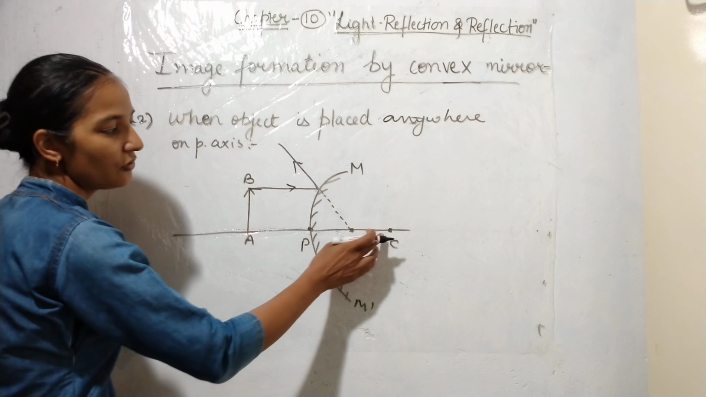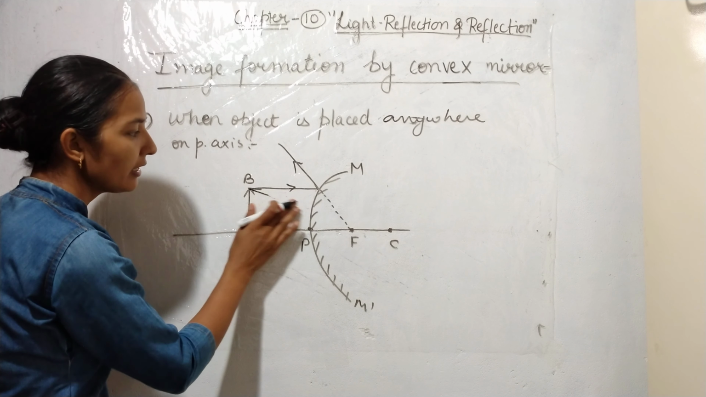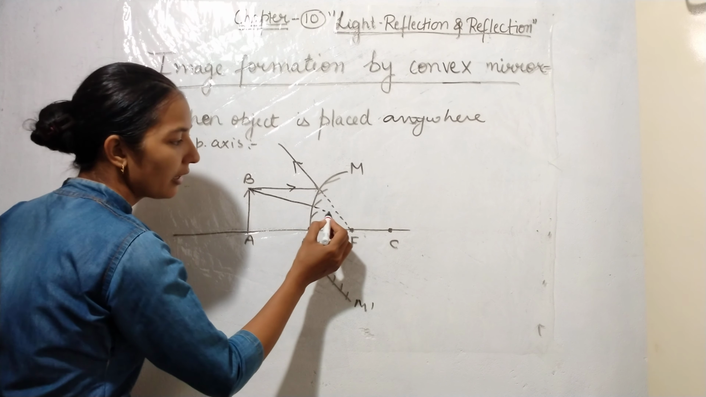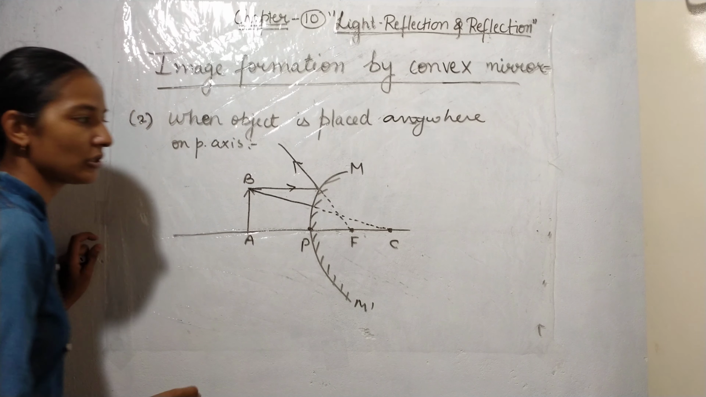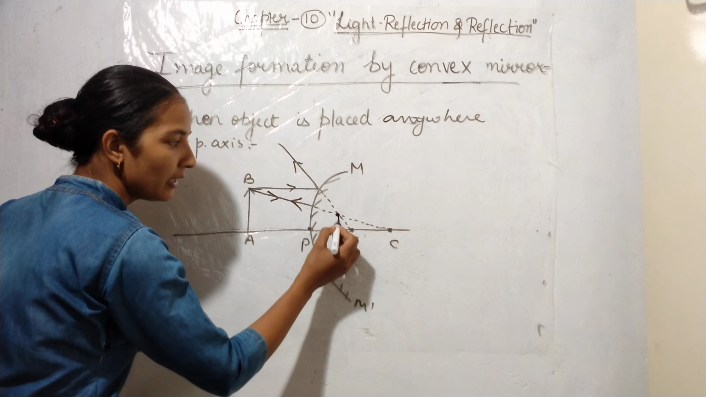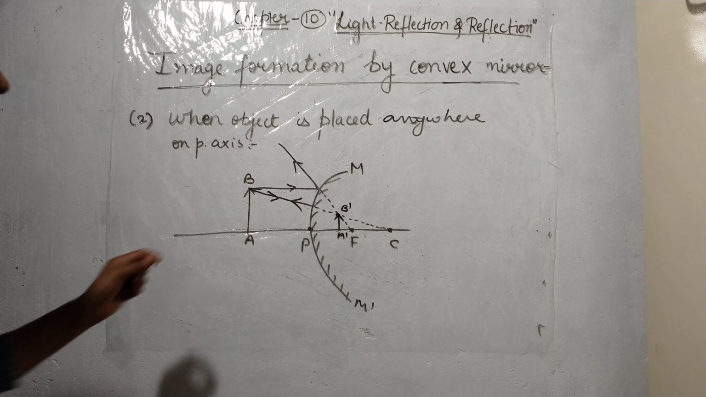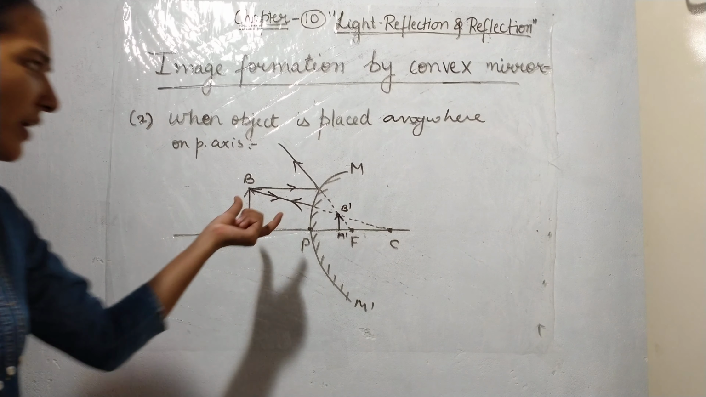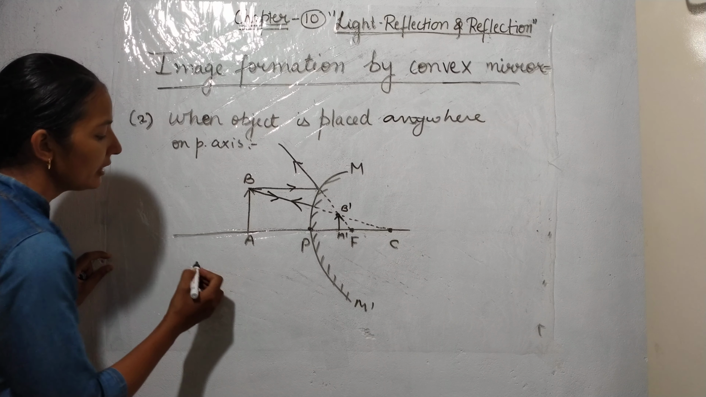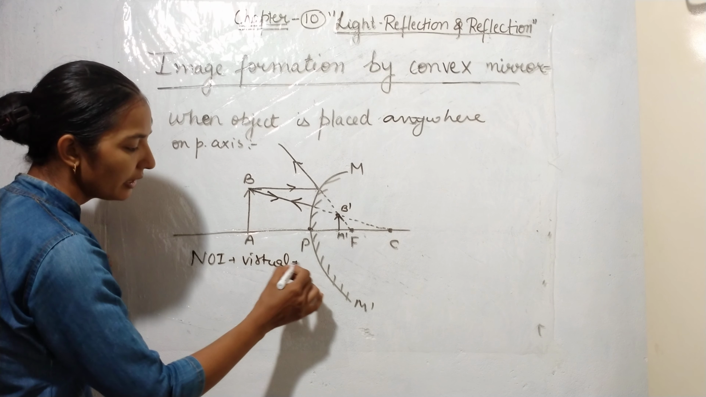I am just considering the third rule: if any ray is moving towards the mirror in such a way that when we extend its path it passes through the center of curvature, then it will retrace the same path. So both the reflected rays will meet at this point and the image will be formed like this, A dash and B dash. I have considered this rule because the diagram is very clear. So in this diagram, the nature of the image will again be virtual and erect.